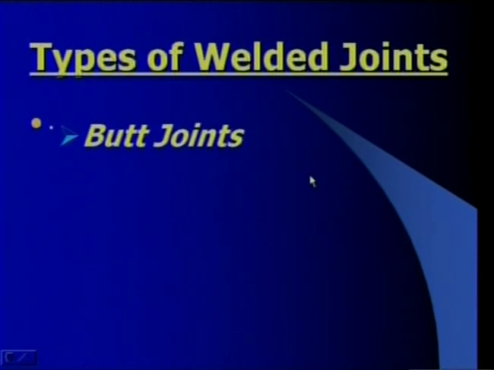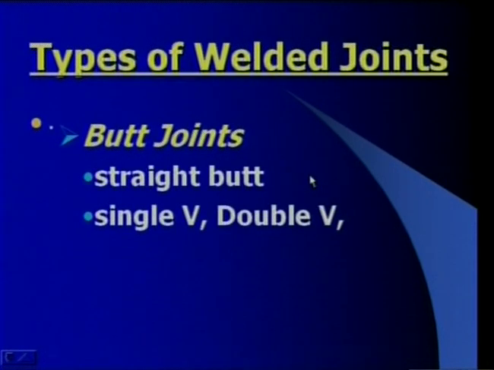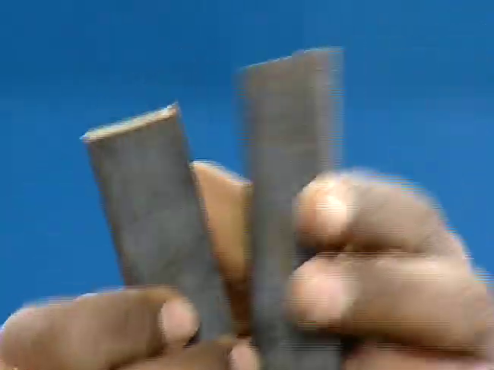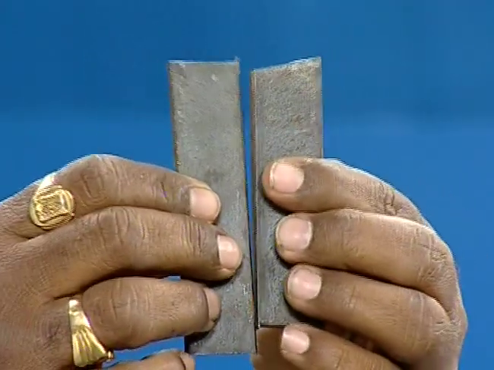Basically, welds come under two categories, butt joints and lap joints. Under butt joints, a butt joint means two pieces which are to be welded. If you take them like this, these are two pieces which are to be welded. They are kept side by side.